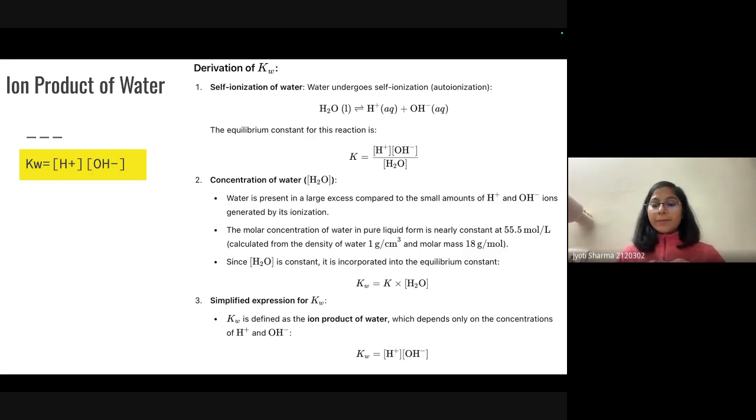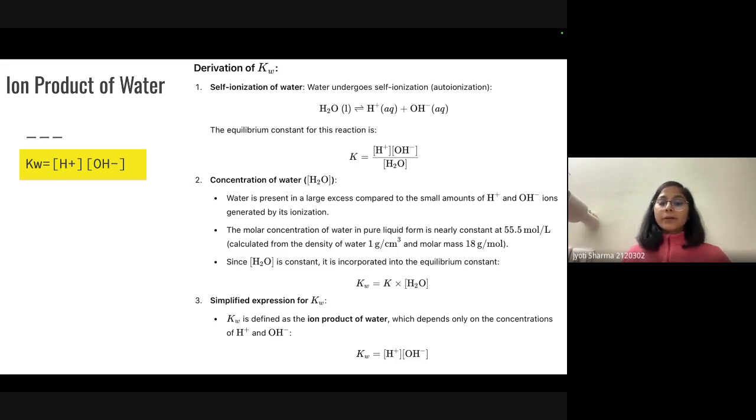So what will be the ion product of water? This is Kw, and this Kw will be nothing but the concentration of H plus and OH minus. Here the concentration will be dependent on H plus and OH minus. Just keep in mind, because we have some questions based on this one.